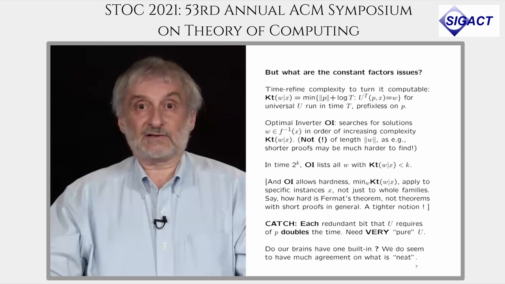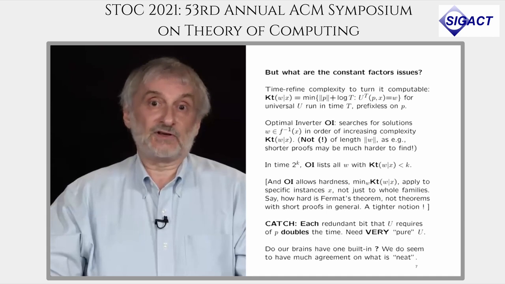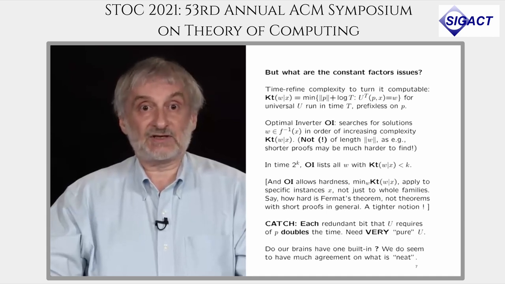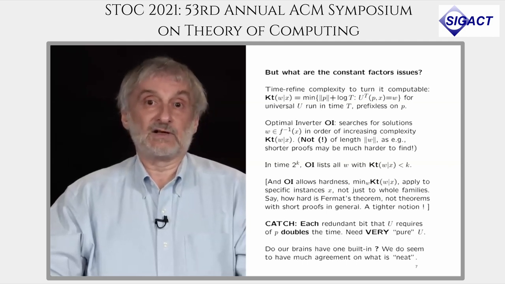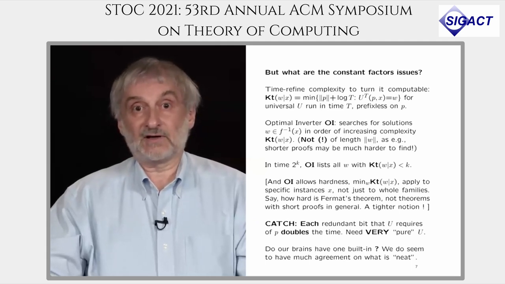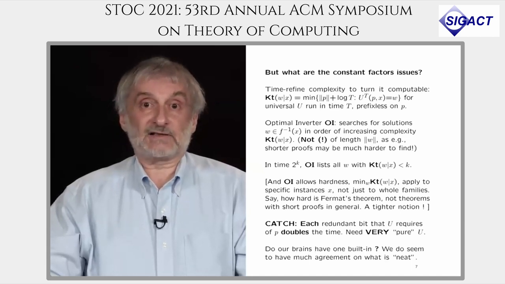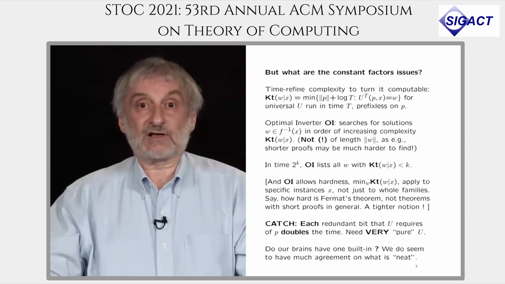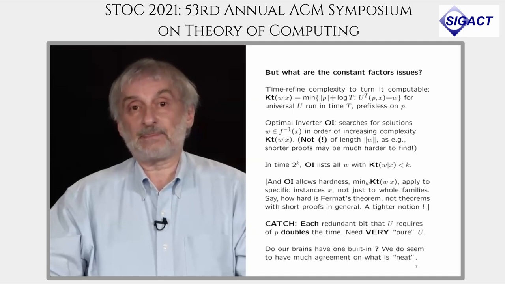The optimal inverter searches for solutions W in order of increasing complexity KT of W given X, not of length of W. For instance, short proofs may be much harder to find, having higher complexities than longer proofs. The inverter generates and checks in time 2 to the k all W up to complexity k.